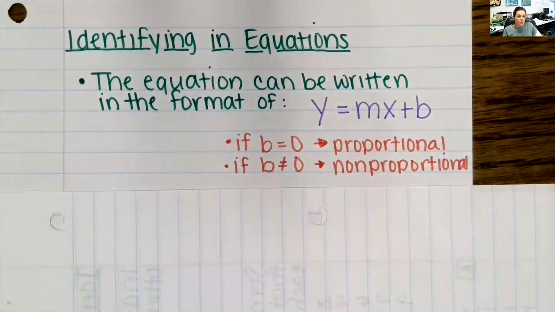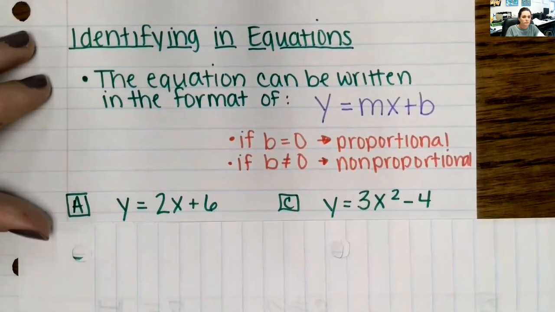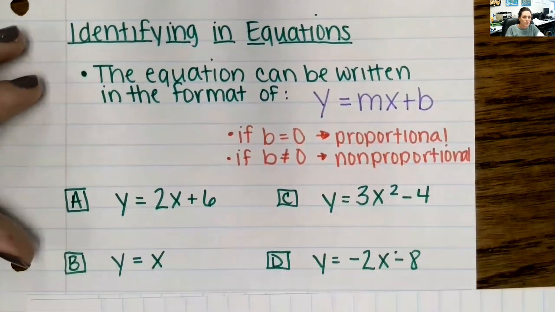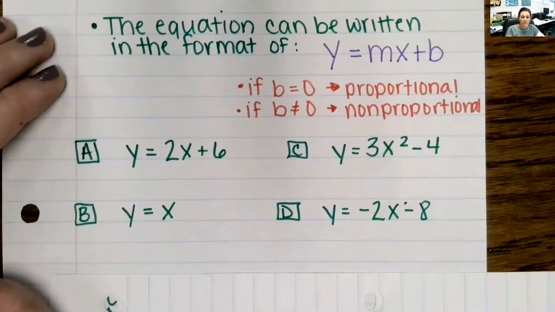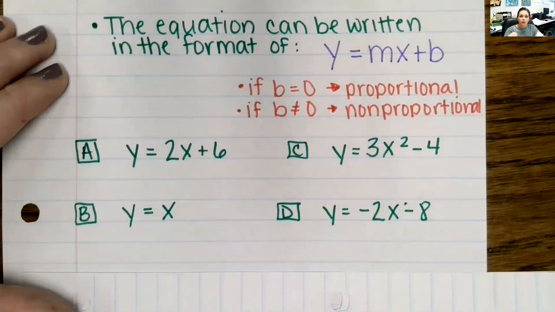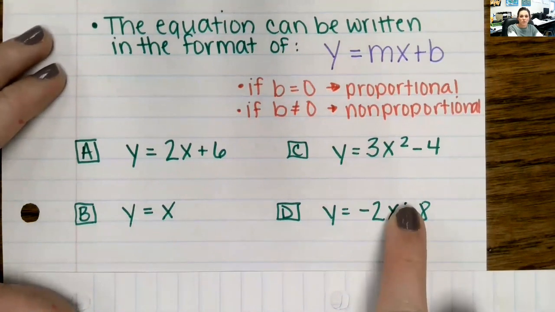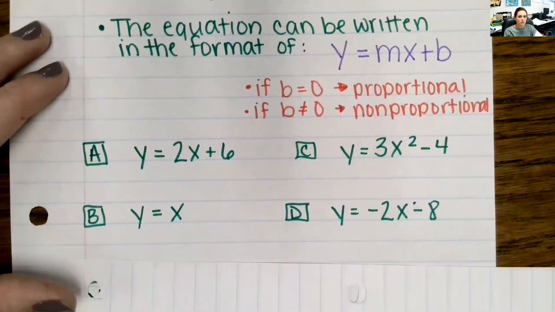All right, so what we're going to do is practice because practice makes perfect. I have a sequence of equations, and I'm going to give you all 4 of them. We're going to do them together. I just want you to go ahead and write them down for me. So we have y equals 2x plus 6, y equals x, y equals 3x squared minus 4, and y equals negative 2x minus 8. Please don't write the smudge. I'm going to give you a moment to write these.